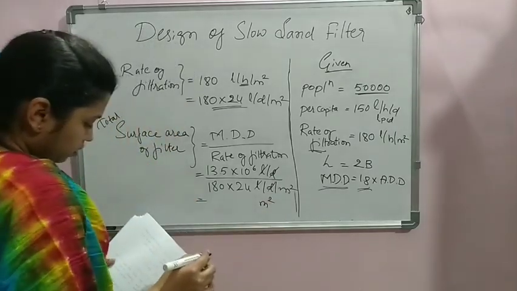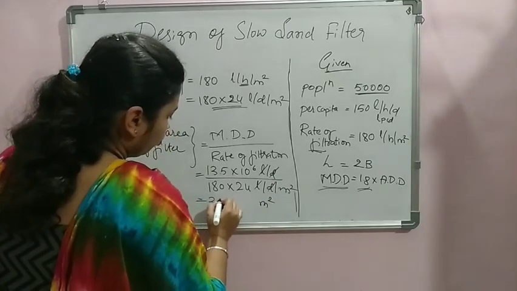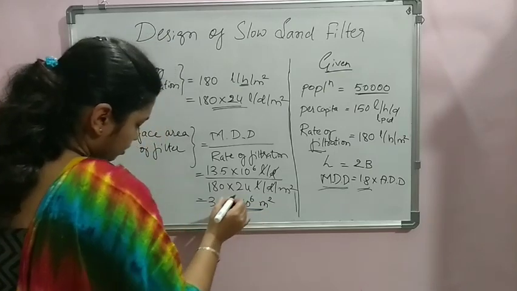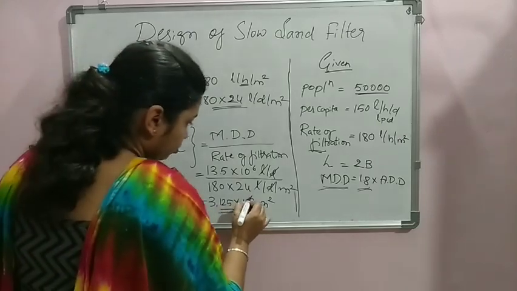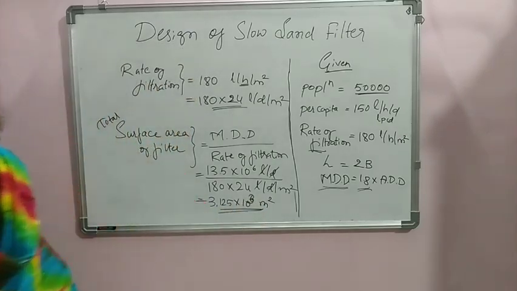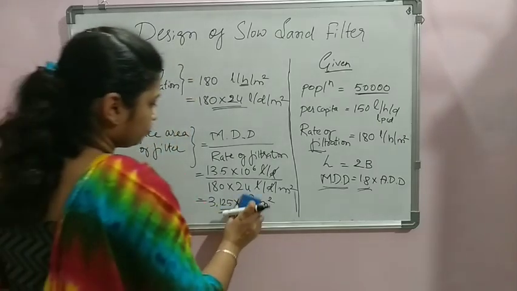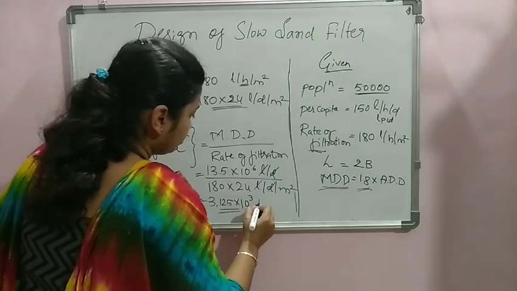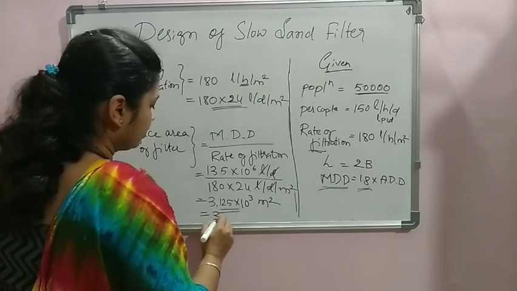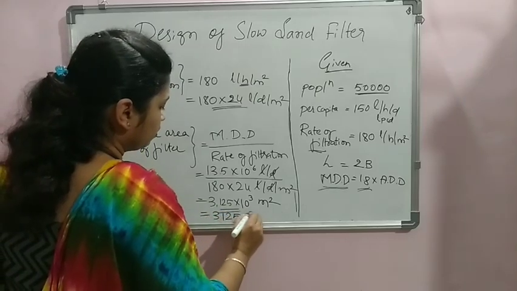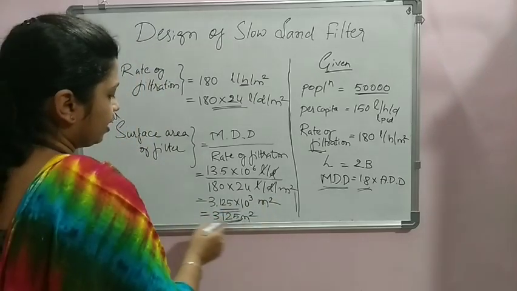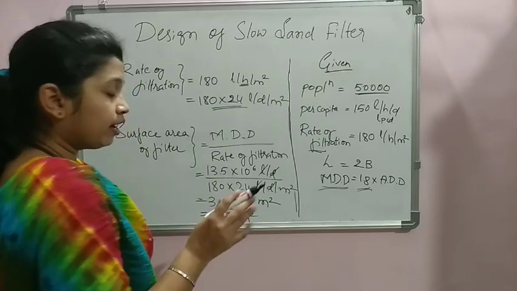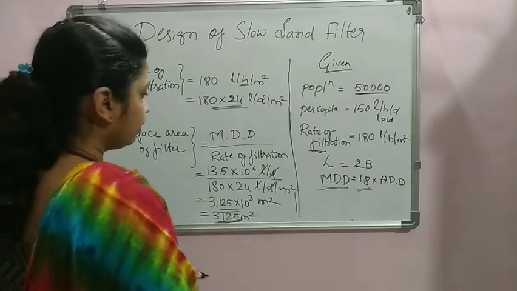The answer is 3.125 into 10 raised to 6 by 10 raised to 3 meter square, or else we can write it as 3125 meter square. This is the total area of the filters. So by making use of this total area, we have to divide it among the other filter units.